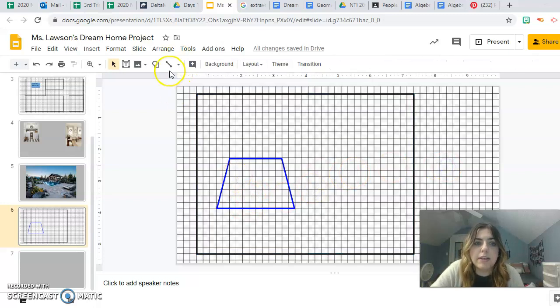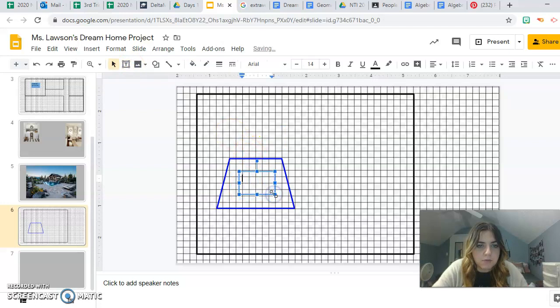You have to label it and find the area. So I'm going to label this pool. I drew a text box. And the area of a trapezoid, a lot of you will miss this. You have to count the bases. So this base is 1, 2, 3, 4, 5, 6, 7, 8. This base is 1, 2, 3, 4, 5, 6, 7, 8, 9, 10, 11, 12.